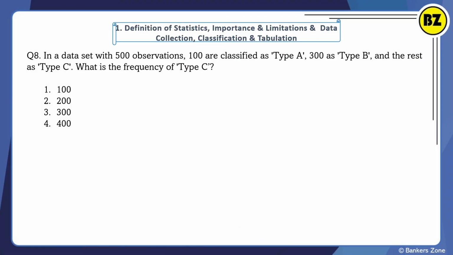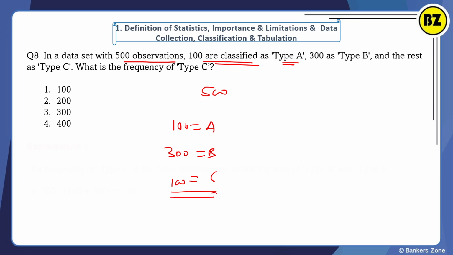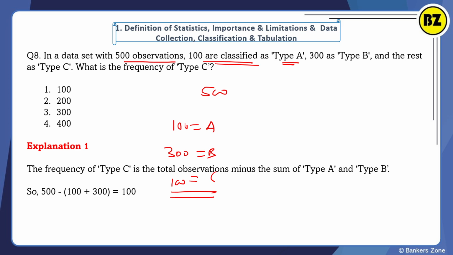Now the next question: in a data set of 500 observations, 100 are classified as type A, 300 are classified as type B, and the rest are type C. So how many remain? Only 100 remain, which will be type C. Very easy question, nothing to explain, right?